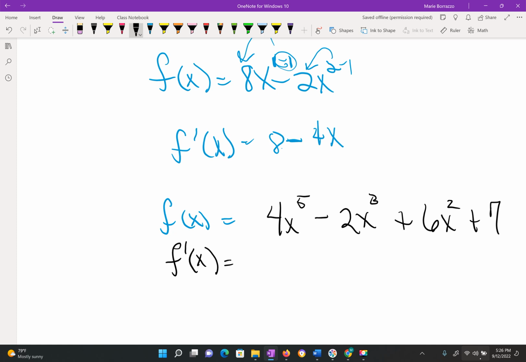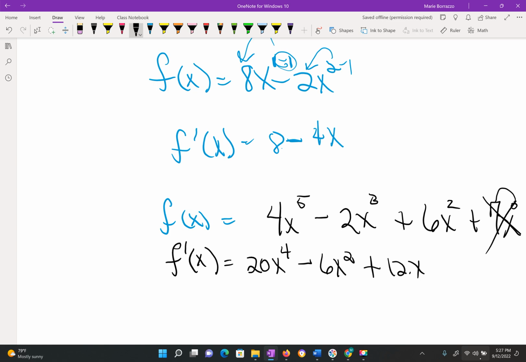So wouldn't this be 20x to the 4th for the first term? 20x to the 4th minus 3 times 2, 6x to the second, right? And then plus 12x, and then we stop, right? Because in theory, a constant is always x to the 0. Because x to the 0 is 1. So 0 times 7 is 0. Goes away. Goodbye. Any constant always goes to 0.